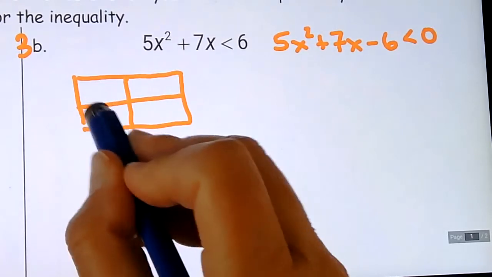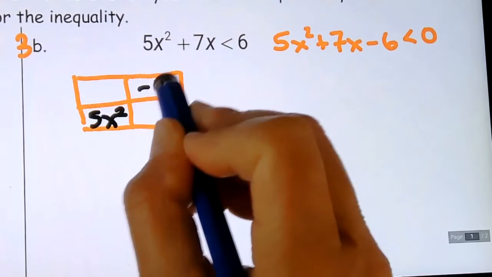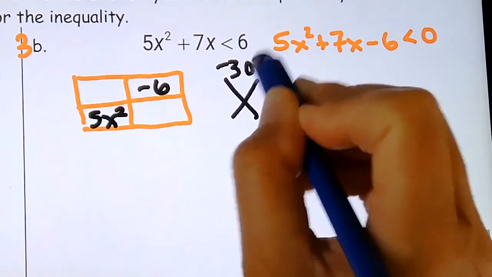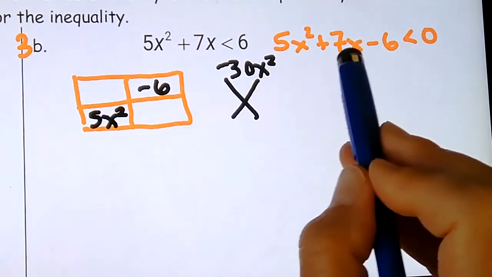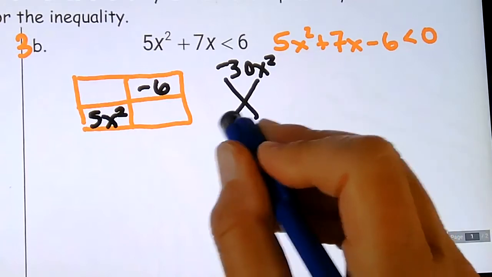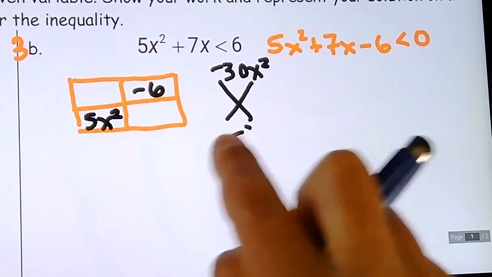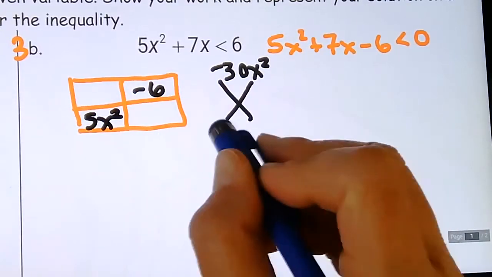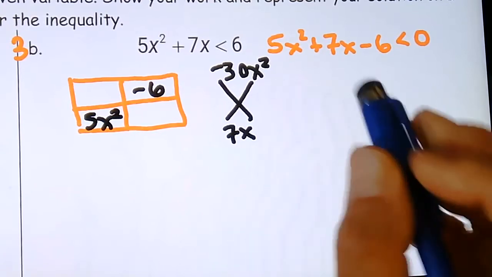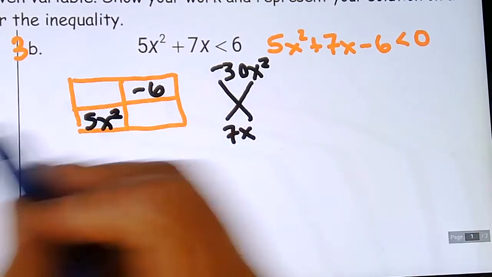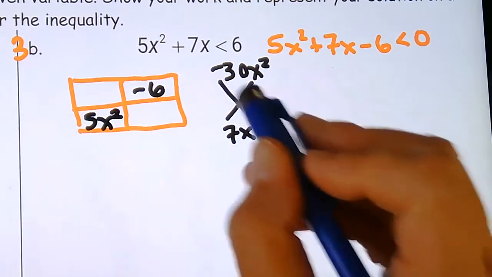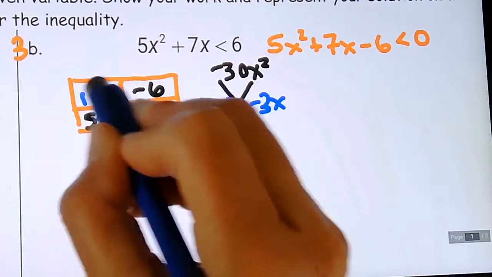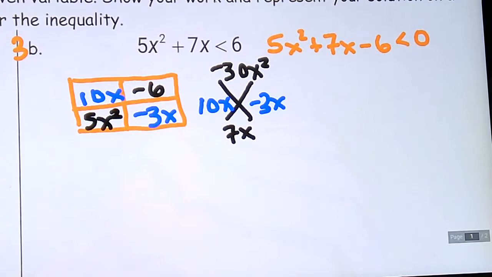And I am going to have my 5x squared here, my -6 here. That multiplies to a -30x squared. And then my 7x needs to add here. Okay, so my 7x is going to be here. So what multiplies to a -30x squared and adds to a 7x? Well, that is going to be a 10x and a -3x. So I'm going to have a 10x and a -3x.